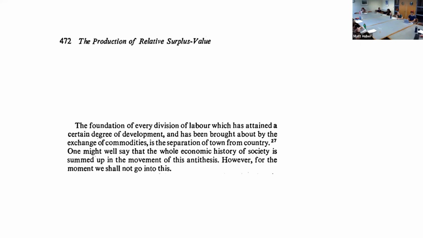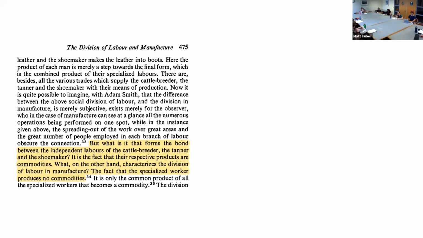Ultimately, he does something really interesting here, where he says, okay, we're talking about the division of labor in manufacture versus society. But what is it that forms the bond between the independent laborers, the cattle breeder, the tanner, and the shoemaker? Imagining that each of those are private capitalists selling those products separately. It is the fact that their respective products are commodities, right? What, on the other hand, characterizes the division of labor in manufacture? The fact that the specialized worker produces no commodities.